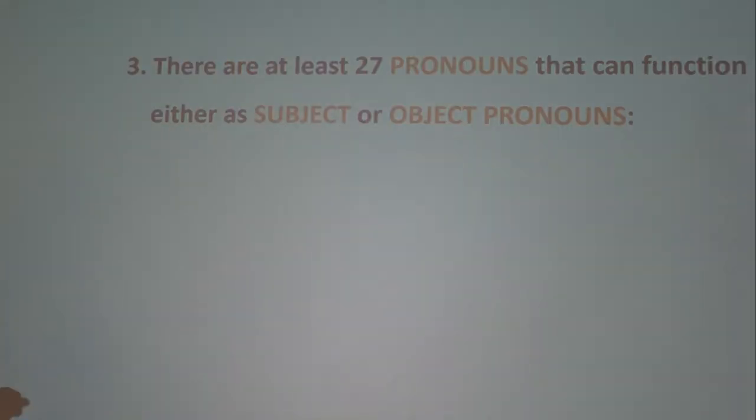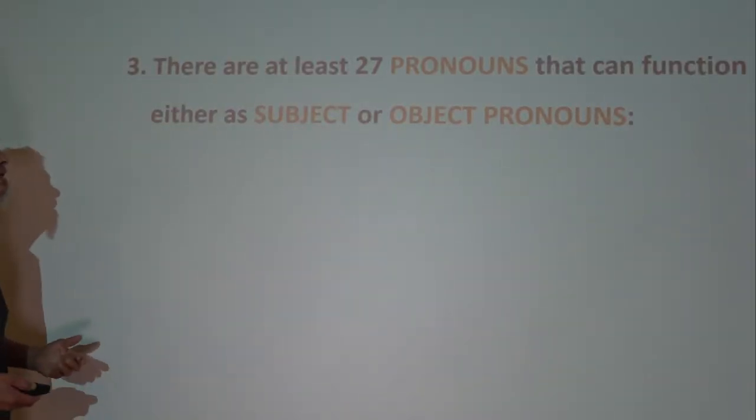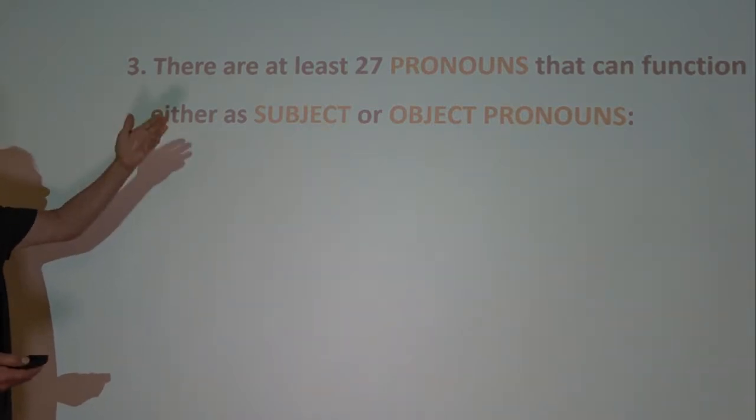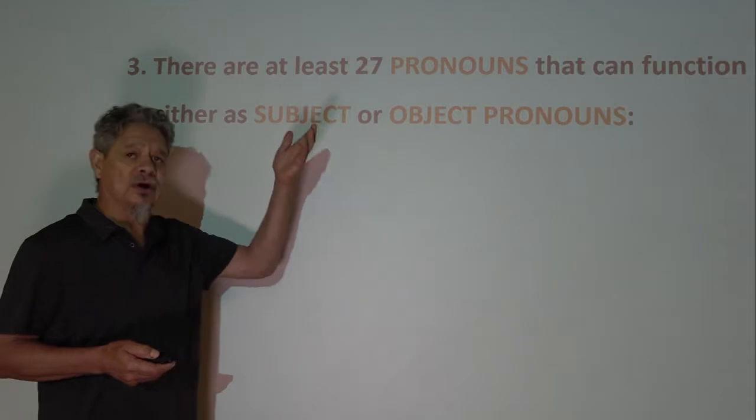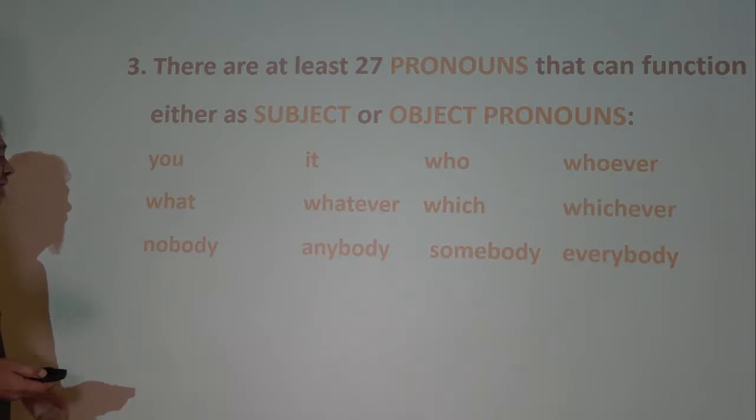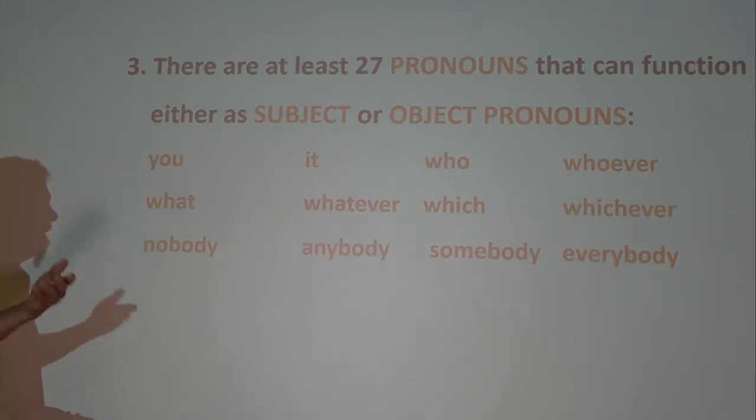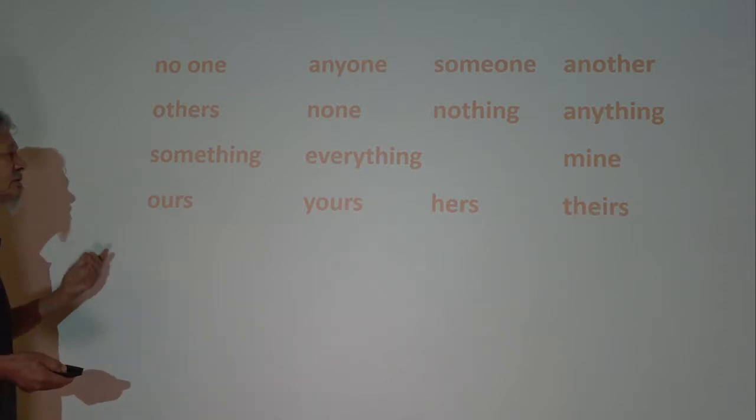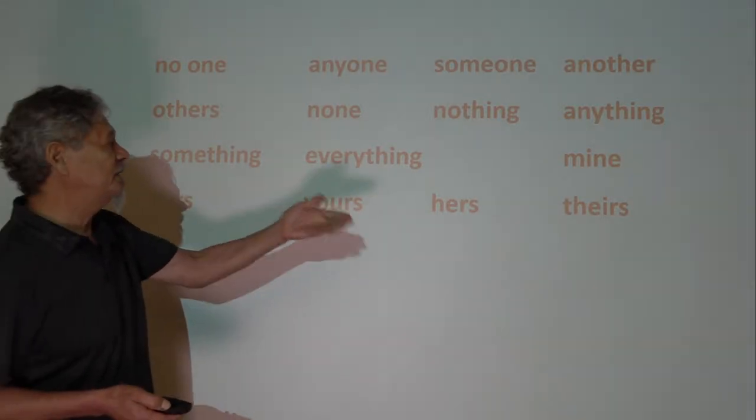Very good. So let's look now at the 27 pronouns that can function as either subject pronouns or object pronouns. Here's half of them. You, it, who, whoever, what, whatever, which, whichever, nobody, anybody, somebody, everybody. And here are the rest of them. No one, anyone, someone, another, others, none, nothing, anything, something, everything, mine, ours, yours, hers, theirs.